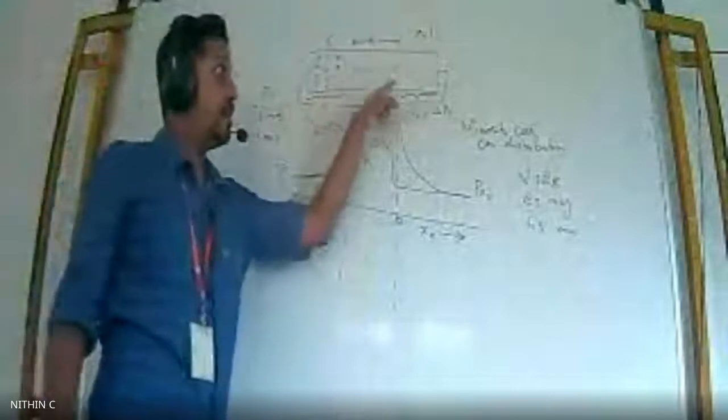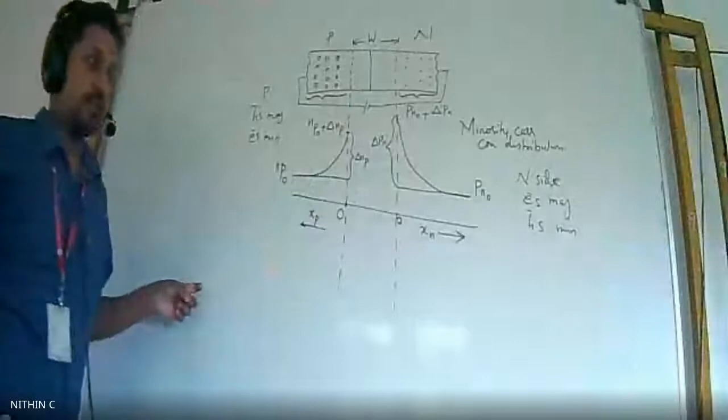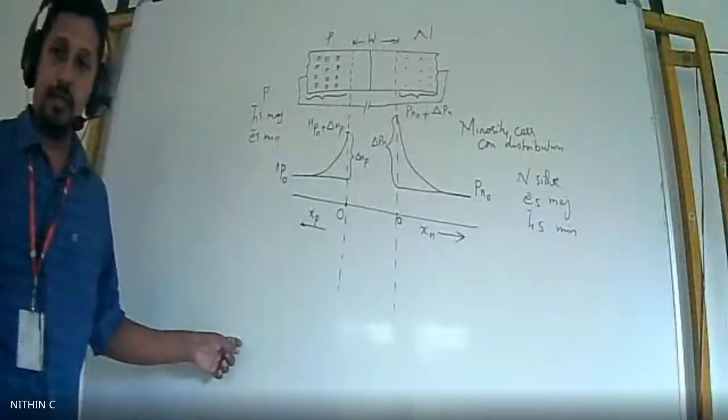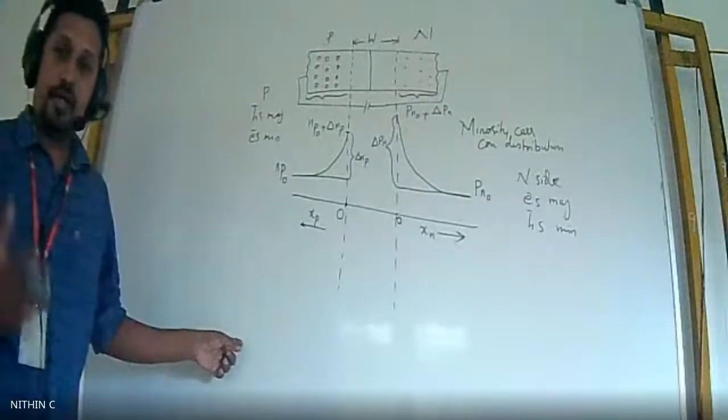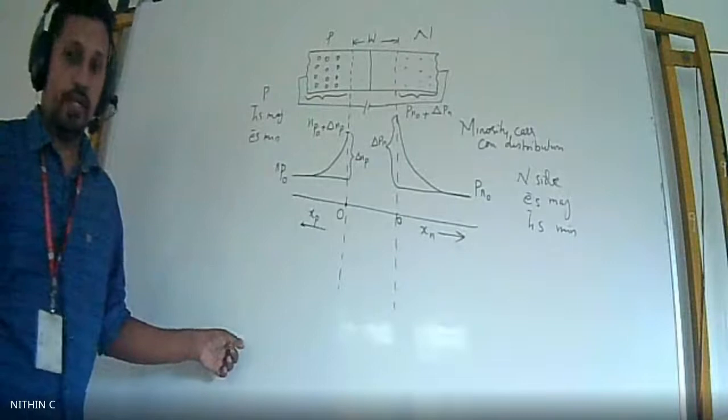Holes will be the minority carrier in the n side. So that's why we are considering the minority carrier concentration here. That is why the diode current is actually the summation of the electron and hole current, where the electrons and holes are considered as minority carriers.